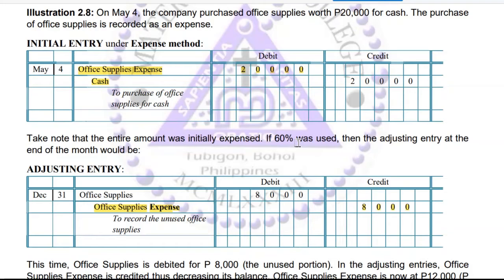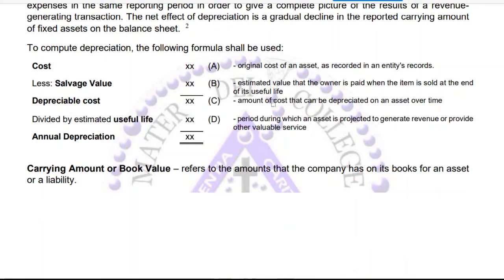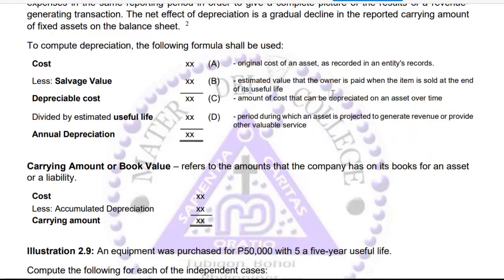Next, we proceed to the depreciation. So, in preparing the entry for the depreciation, there is a basic format. The entry is always debit to depreciation expense and credit accumulated depreciation. But you need to know first how to compute the depreciation.